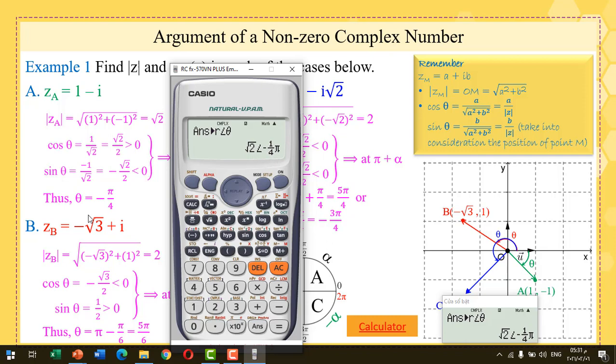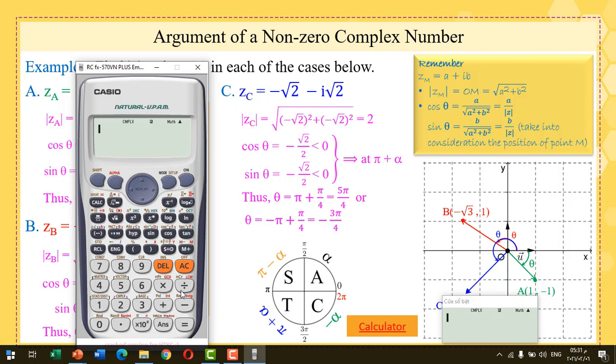Let's see the second case, which is ZB. This is AC. We have negative radical 3 and then plus i. This is equal to, Shift Complex. We need the modulus and the argument. 3 equals, remember the modulus is r and the argument is theta, so the modulus is 2 and the argument is 5 pi over 6.